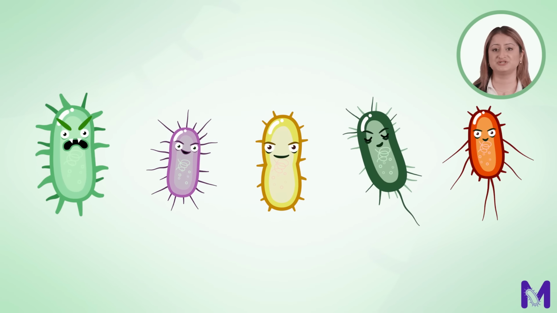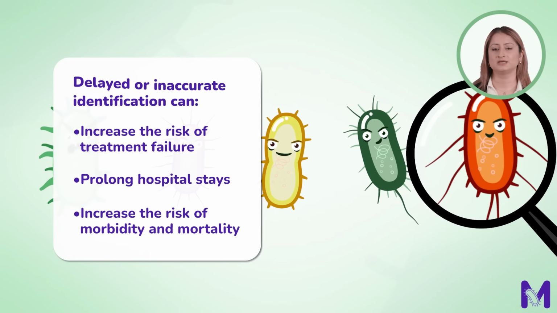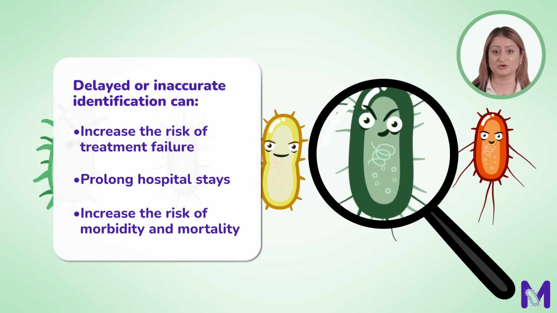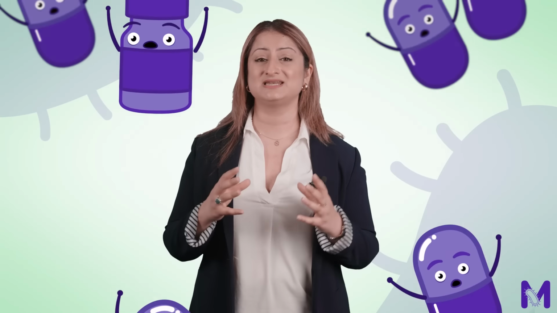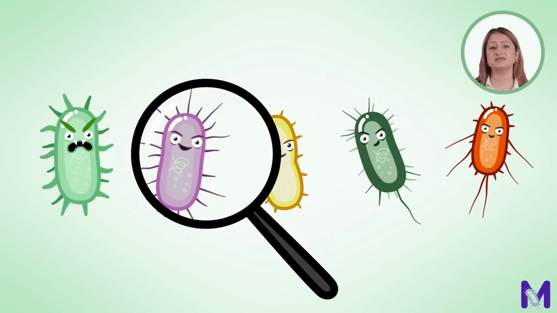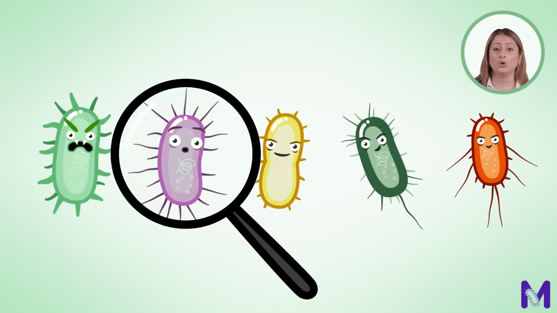Early detection of MBL-producing bacteria is crucial for effective treatment and infection control. Delayed or inaccurate identification can increase the risk of treatment failure, prolonged hospital stays, and increased risk of morbidity and mortality. Patients with MBL-producing infections often need extended antibiotic courses and alternative treatment strategies, which can be less effective and more toxic. Testing to confirm the presence of MBL-producing bacteria early helps to guide antibiotic therapy and prevent further spread to other patients, staff, or the community.